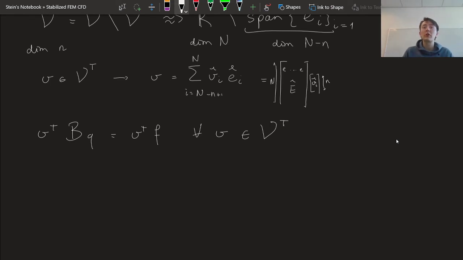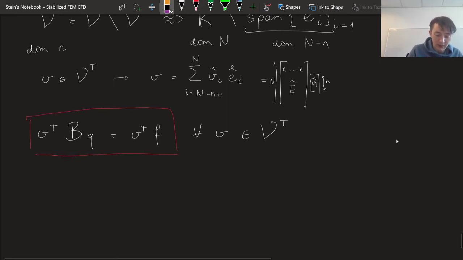And because we used all the test functions that do satisfy the constraints to find our solution for the velocity field, we were left with all the functions that do not satisfy the constraint to define our pressure field. Okay, so this is the question that we're trying to answer. Does this have a unique solution for P, our pressure field?